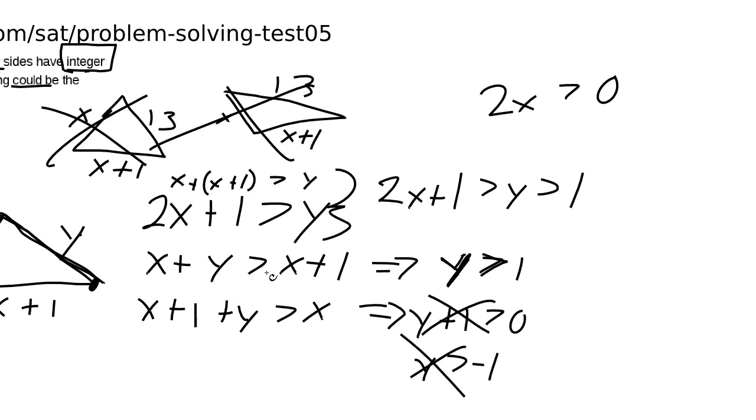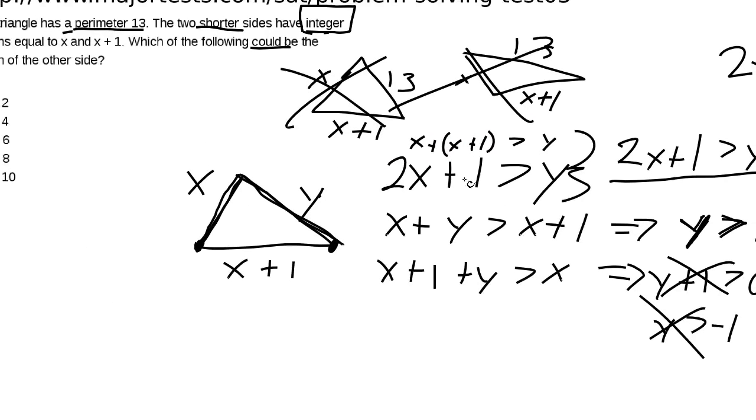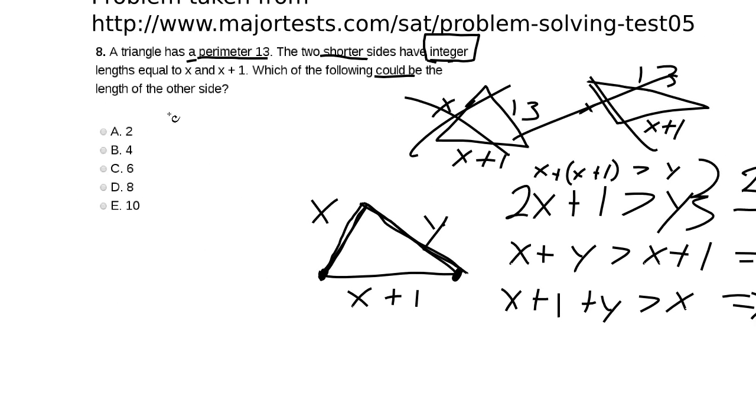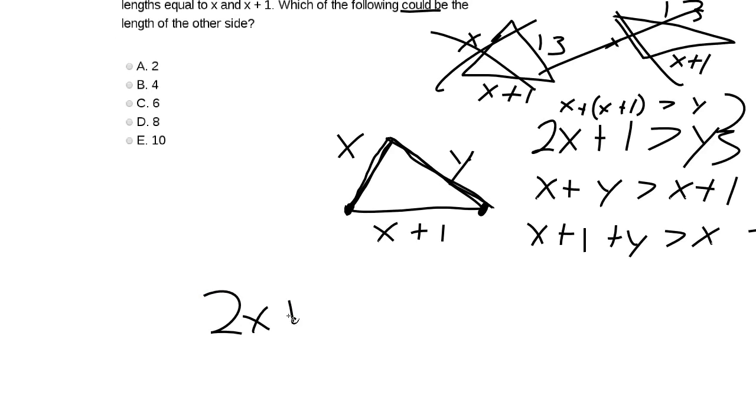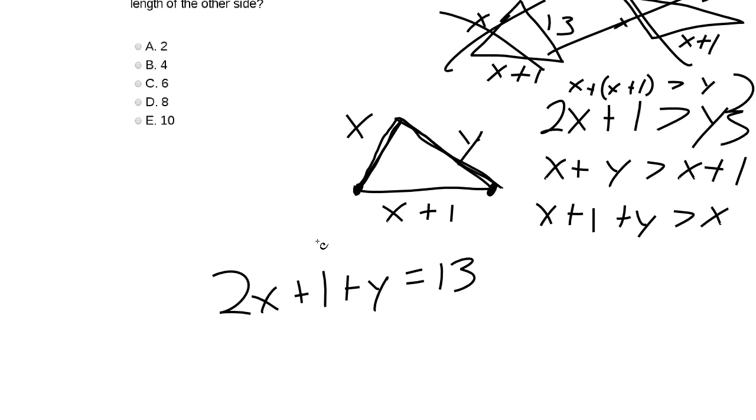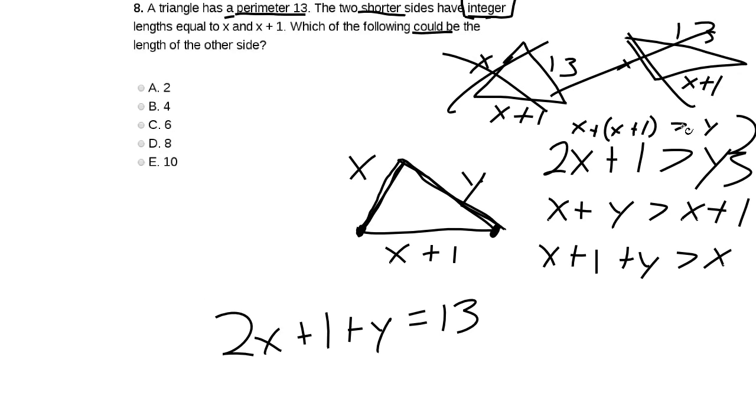But I do know, I mean, this is probably the most interesting thing here. Which of the following could be the length of the other side? Oh, I also know that 2x plus 1 plus y equals 13. So I need to satisfy that and satisfy the triangle inequality at the same time. I'm kind of tempted, despite all of these inequalities that I just wrote out, part of me is backtracking and is tempted to do trial and error here.